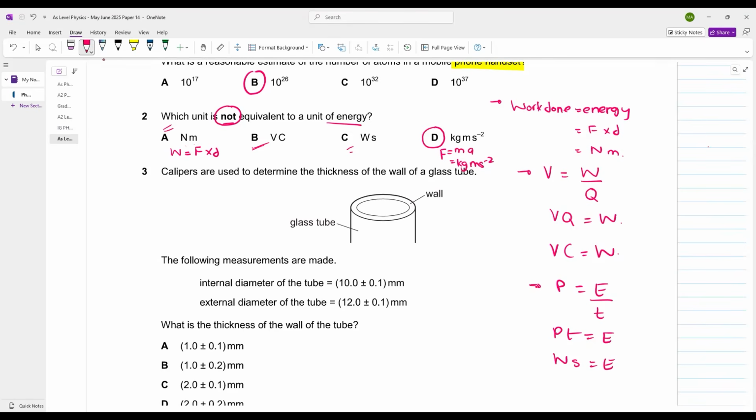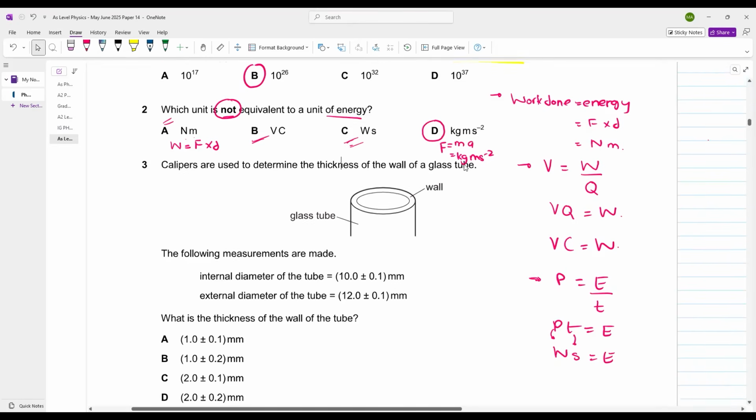पावर इज इक्वल टू एनर्जी इनटू टाइम. पावर इनटू टाइम इज इक्वल टू एनर्जी. पावर के क्या यूनिट्स हैं? वाट्स. टाइम के क्या यूनिट्स हैं? सेकंड्स. एनर्जी के यूनिट्स वाट्स, सेकंड्स भी जस्टिफाइबल है. ओनली डी इज नॉट जस्टिफाइड.